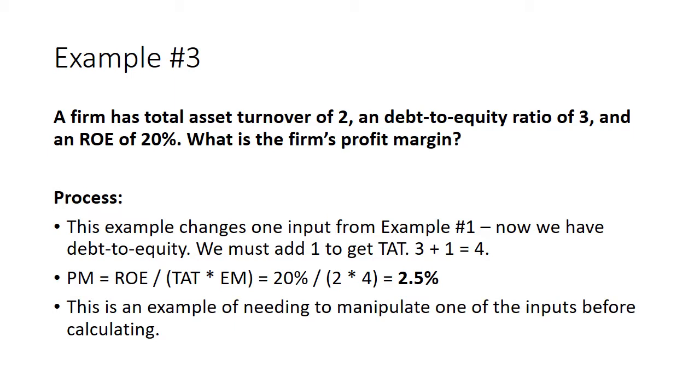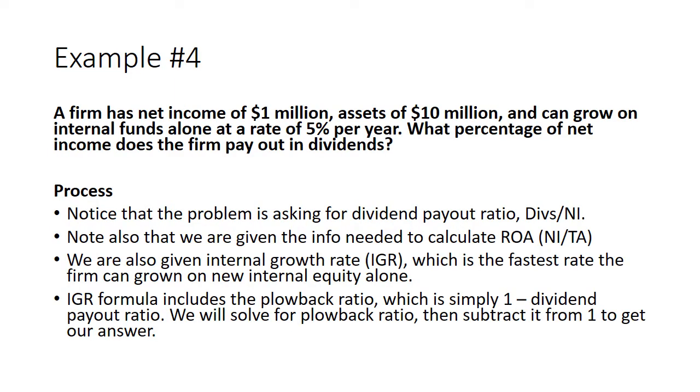And so if we have got a debt-to-equity ratio of 3, then we know that the equity multiplier must simply be 4, which is 3 plus 1. And so now we can use the algebraic manipulation of the DuPont identity we did earlier to find the profit margin. And once again, the profit margin is 2.5%. And so this is an example of needing to convert or manipulate or transform one of the inputs before you do your calculation. And now for our final example, which is a long one.